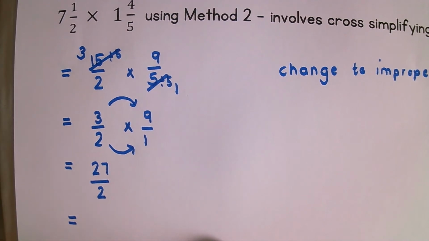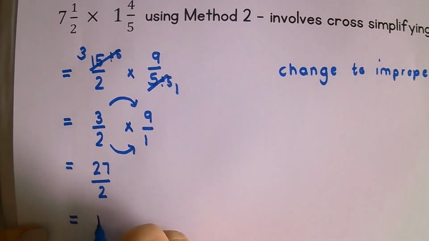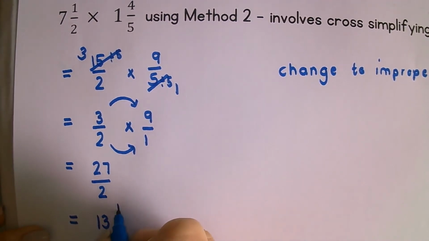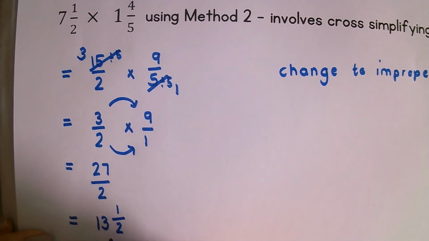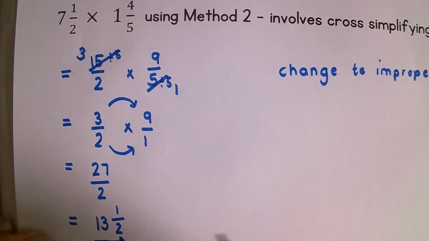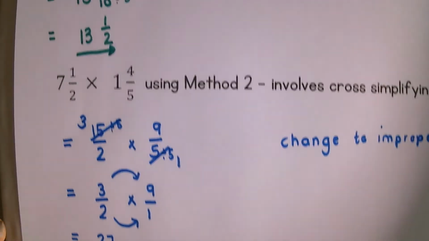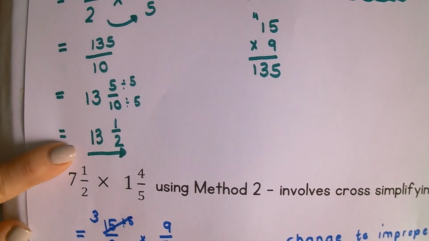If you know your 2 times table, you'll realize that it goes in 13 times with 1 remaining, because 13 times 2 is 26. Add 1 more and I get 27 over 2. And we've got the same answer. So we had 13 and a half here. We had 13 and a half here.